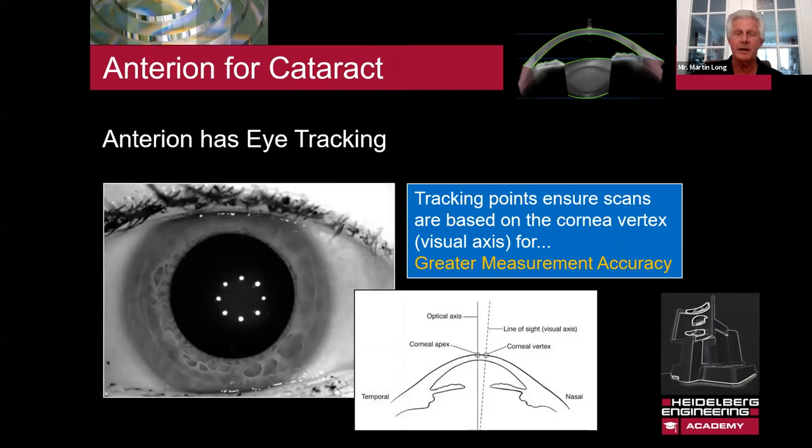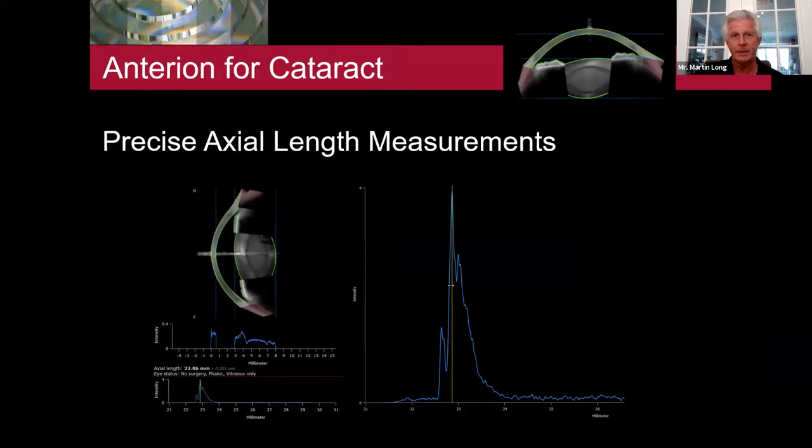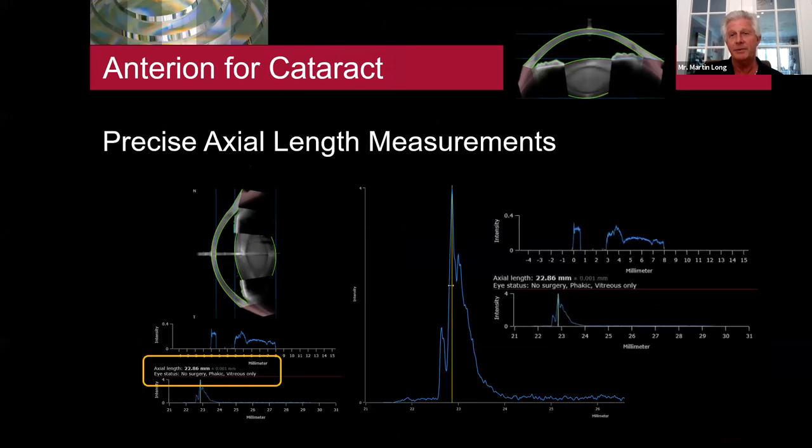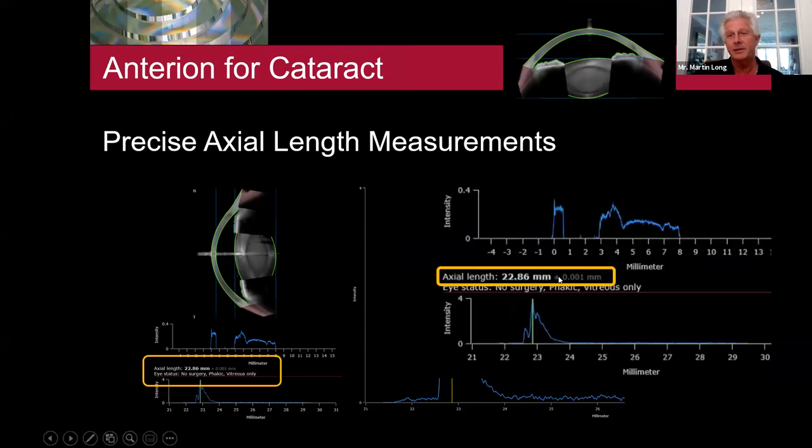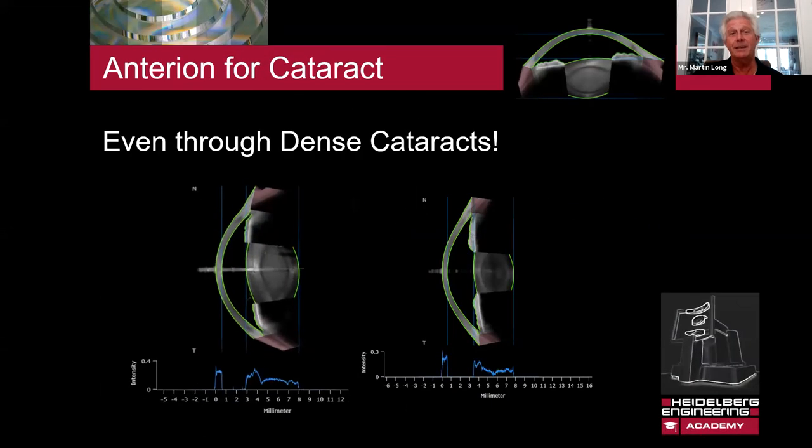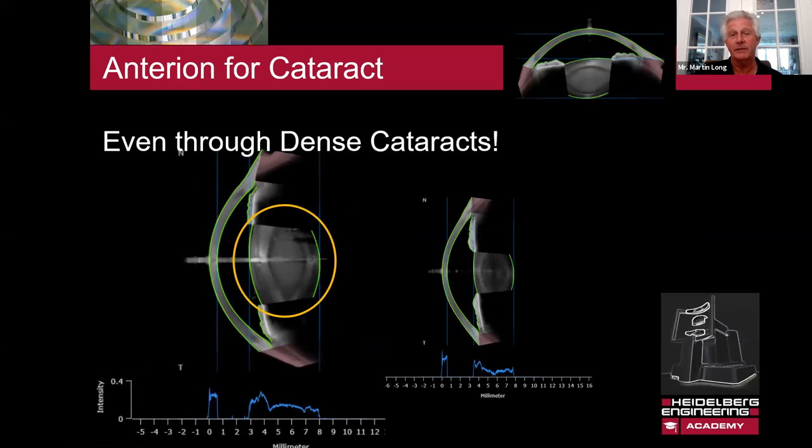We track the eye using these 8 targets on the cornea, and we're tracking the eye to ensure that the patient is always measured along the visual axis. So we're always on the cornea vertex. So we should have very good measurement accuracy. You have precise axial length measurements, very low standard deviation here, which has already been pointed out by Dr. Rohan. And even through dense cataracts, because it's swept source OCT, you can get through much better with dense cataracts, even to grade 3.